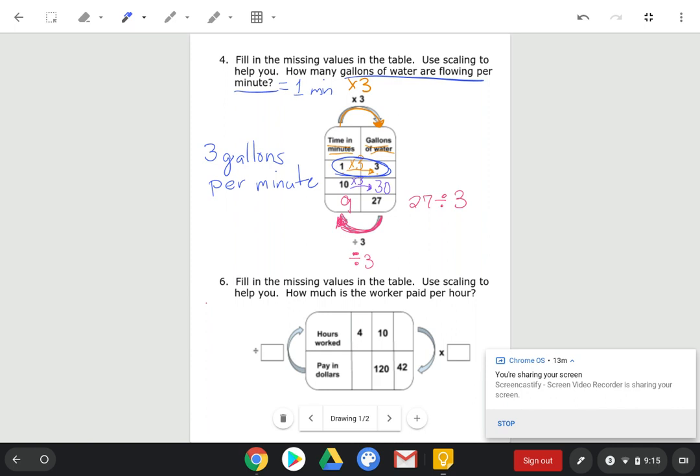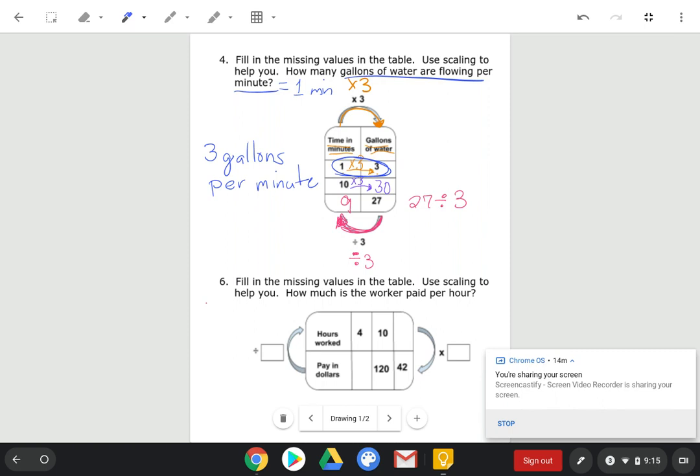So let's go to problem number 6 now. In problem number 6, we have a table, but this time the table is horizontal and not vertical. Guys, don't let that throw you off. It's the same thing. Some people orient their tables vertically, some people horizontally. It's essentially the same thing. So please don't get confused by that.